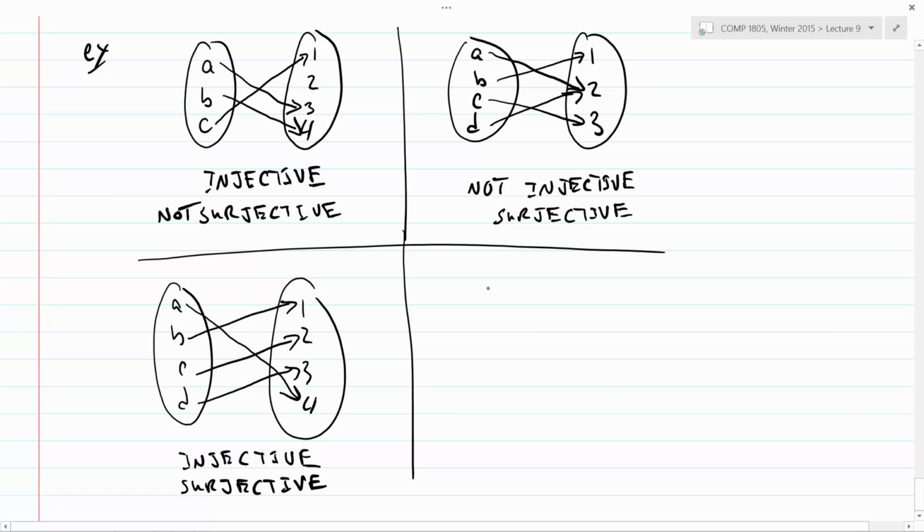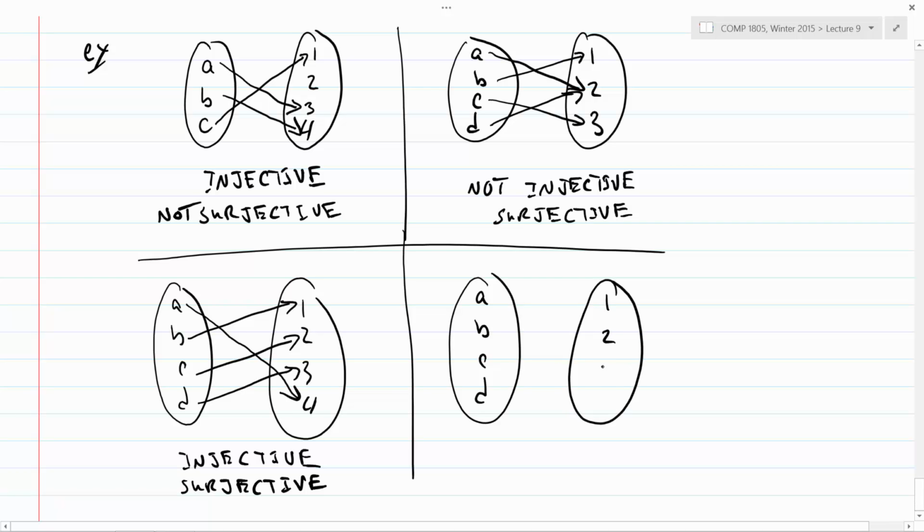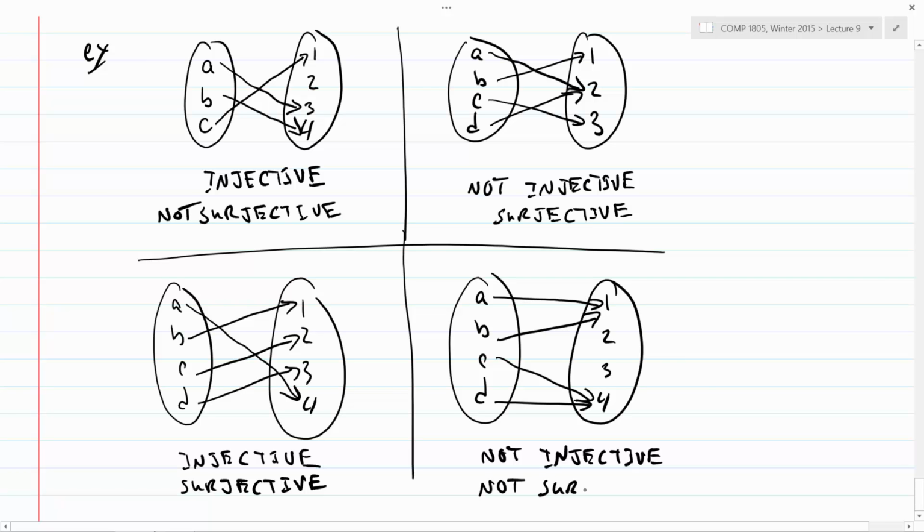Another example would be A, B, C, D going to 1, 2, 3, 4. And here A goes to 1, B goes to 1, C goes to 4, D goes to 4. Is this function injective? No. Is this function surjective? No. So what do these four examples show you?